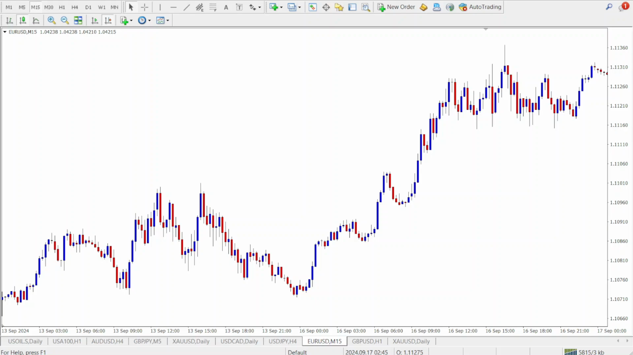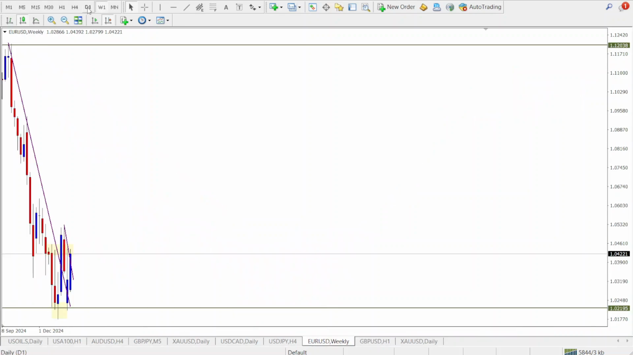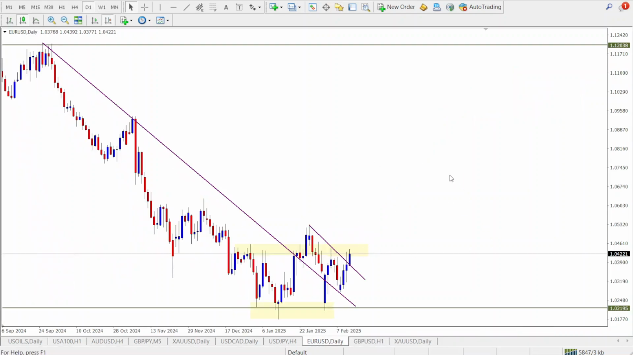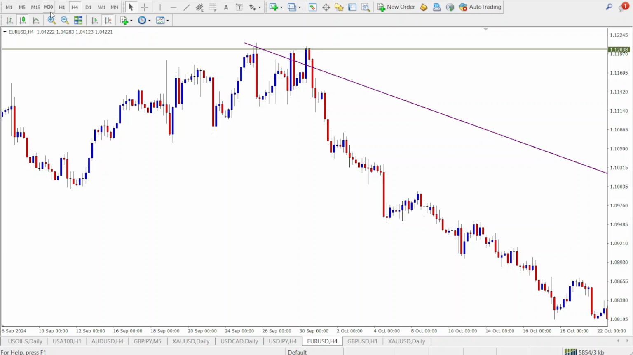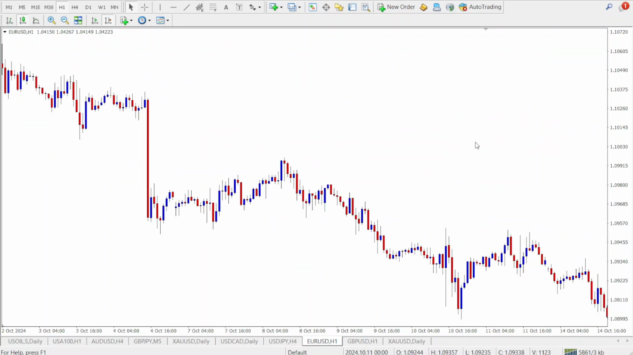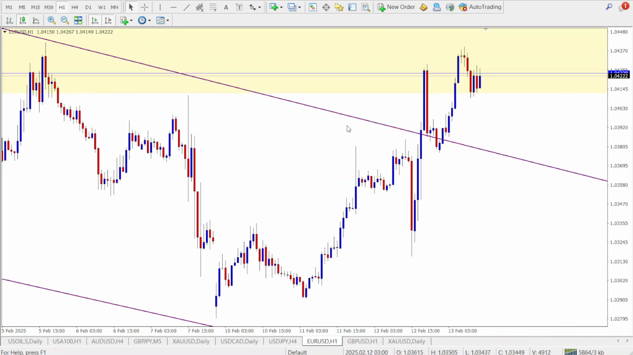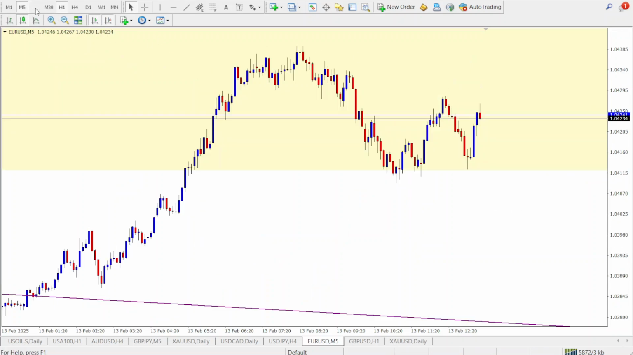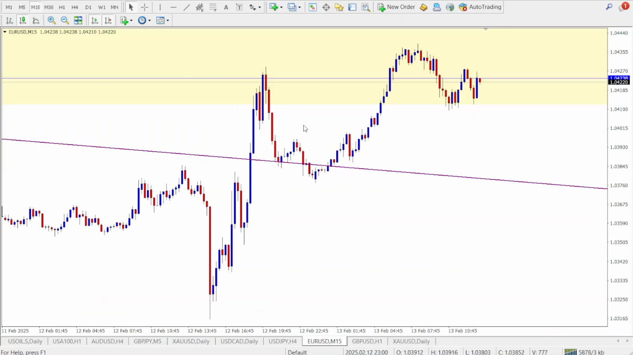Now let's do a quick recap of the steps for top-down analysis. The first step is to start with the higher time frame, which could be the daily or the weekly, to determine the market direction. The next step is to move to the mid time frame, the 4 hours or the 1 hour, to confirm your key levels and your patterns. Then the third step is to zoom into the lower time frame, which could be the 5 minutes or the 15 minutes, for precise entry points.